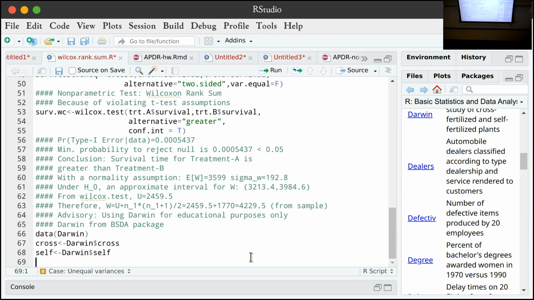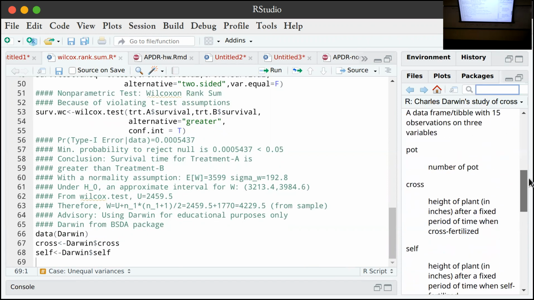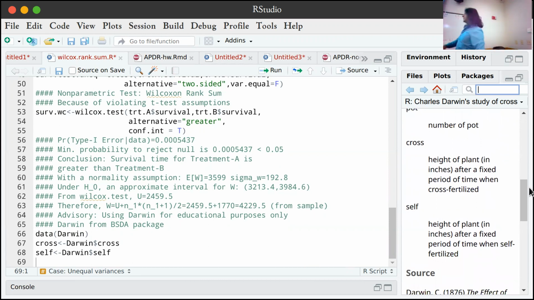Why would you do that? It's just the data. Yeah. So what did he study? The height of the plant in inches? I'll say it was fertilized. So maybe one to do that, it wasn't the same between cross-fertilized and self-fertilized. No, it's height of plant.